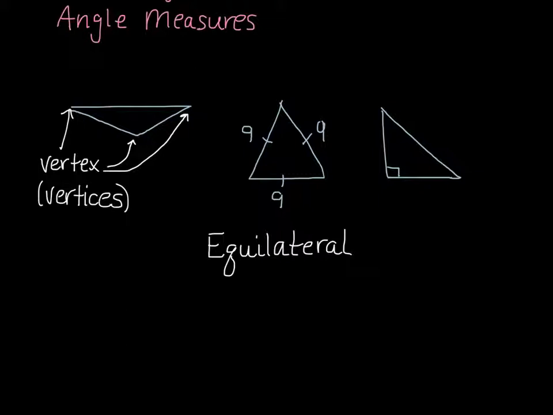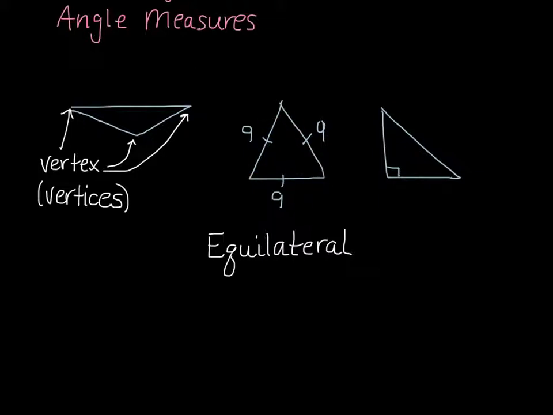And this one, well, it looks like these are a little bit shorter than the other two. So that would not be equilateral. This one's definitely longer, so that would not be equilateral. But if all the sides are the same length, we can call them equilateral. So I could say this is an equilateral triangle.